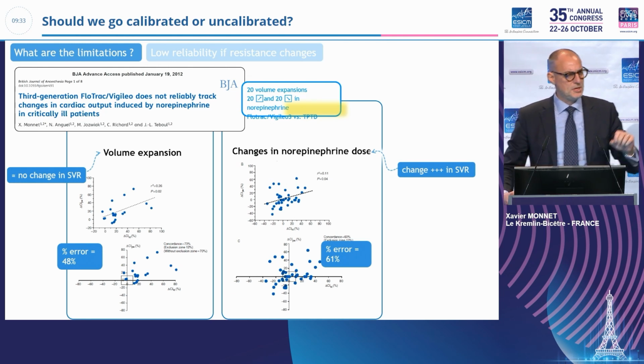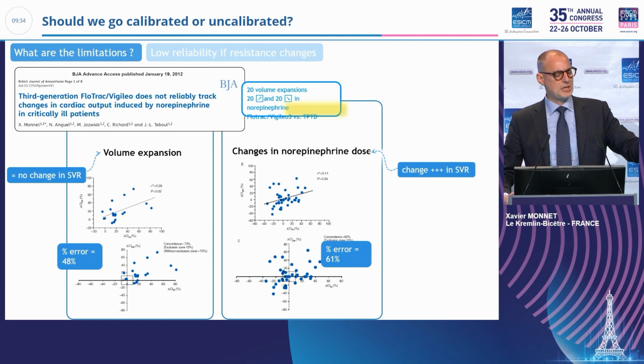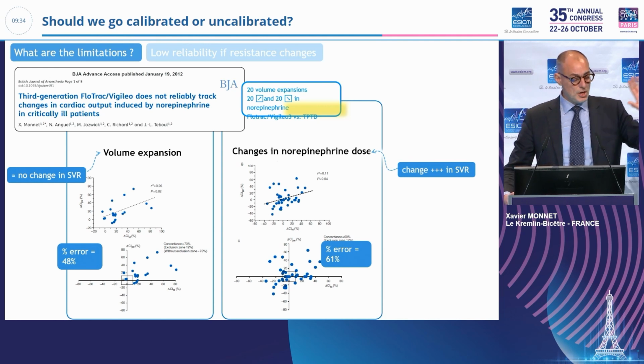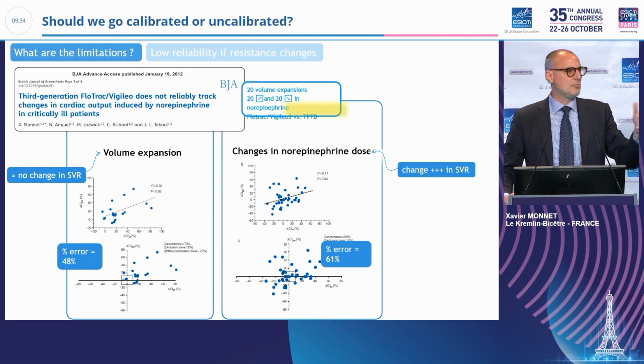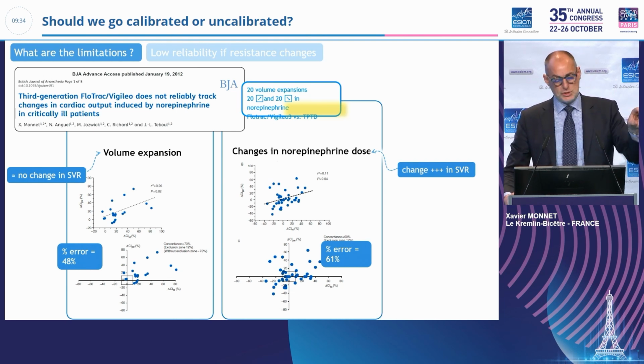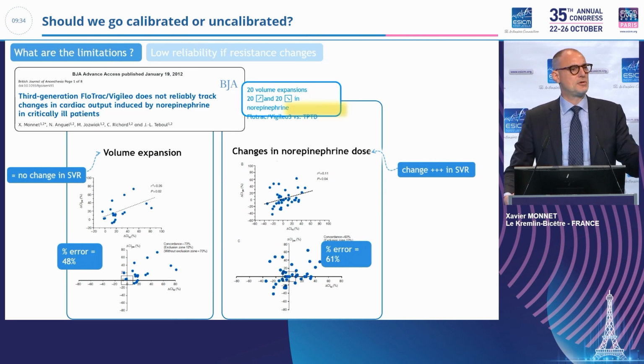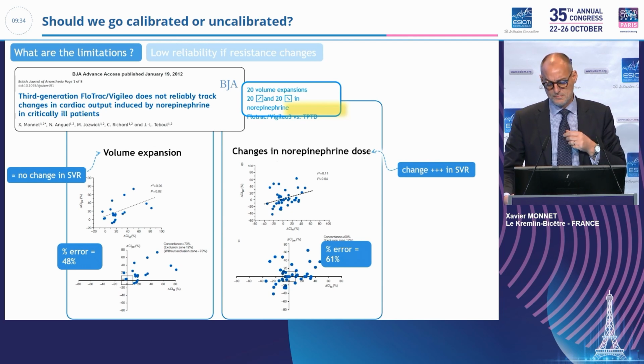In this study, we assessed the reliability of an uncalibrated system. Volume expansion, no change in SVR. The percentage of error should be below 30, it was 48. When we changed the dose of norepinephrine, the percentage of error was much larger.